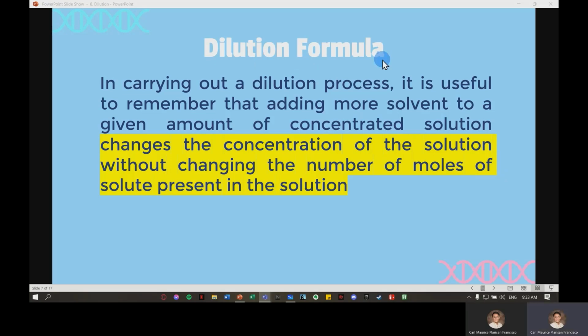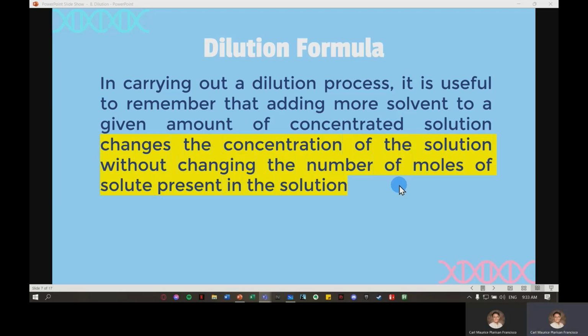Now, the dilution formula. In carrying out a dilution process, it is useful to remember that adding more solvent to a given amount of concentrated solution changes the concentration without changing the number of moles of solute in the solution. Let me repeat. In carrying out a dilution process, it is useful to remember that adding more solvent to a given amount of concentrated solution changes the concentration without changing the number of moles of solute present in the solution.